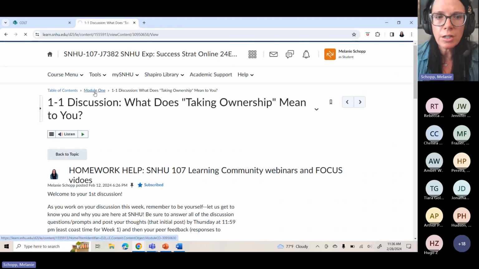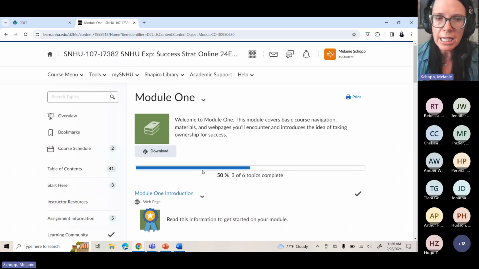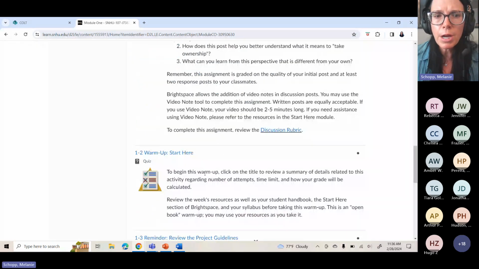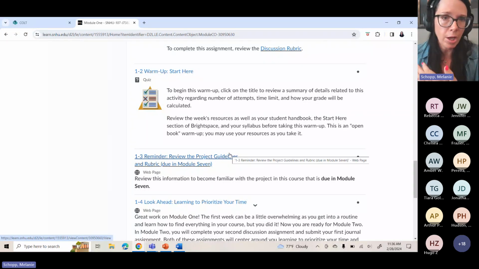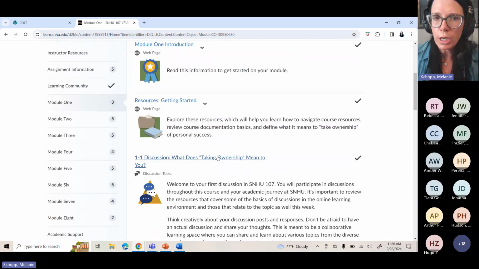Also with Module 1, you will have that warm-up, which, remember, like I said, is like an open book quiz, okay? So make sure when you're going through the module, you're scrolling all the way down and clicking all the way over, all right? So that's just a quick tour about that.